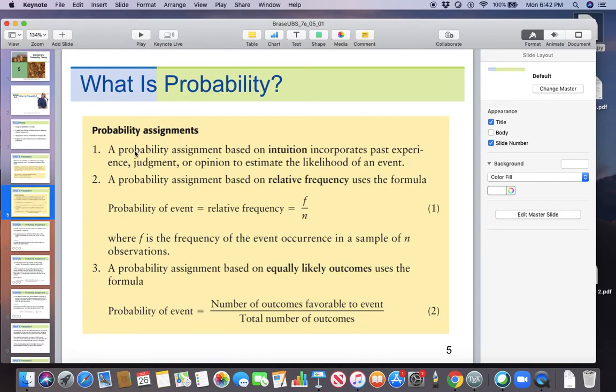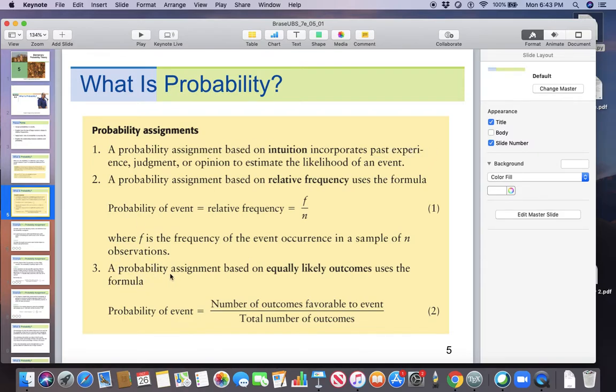Probability assignments. A probability assignment based on intuition incorporates past experience, judgment, or opinion to estimate the likelihood of an event. A probability assignment based on relative frequency uses the formula: probability of an event is relative frequency, which is F over N. So probability is relative frequency. Okay, so this is your formula. If you're using intuition, then you're estimating the likelihood of an event based on your past experience.